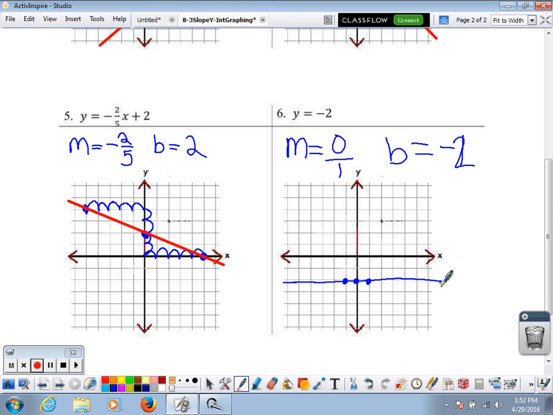So, when we're graphing these functions, guys, hold up a second, please don't pack up yet. When we're graphing these functions, first, we identify the slope and the y-intercept. Plot the y-intercept, use the slope to count to 2 more points. Remember, rise over run. Okay? All right.